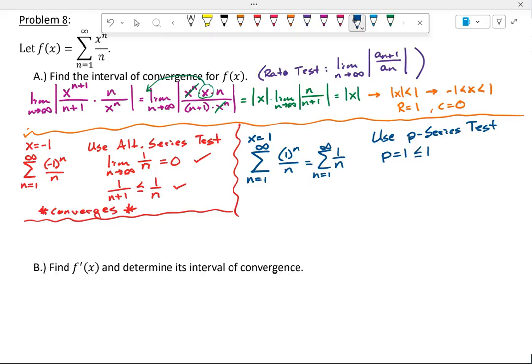It is less than or equal to 1. If we are less than or equal to 1, do we converge or diverge? That one diverges. Do we remember the name of this series? Harmonic. This is our harmonic diverging series.